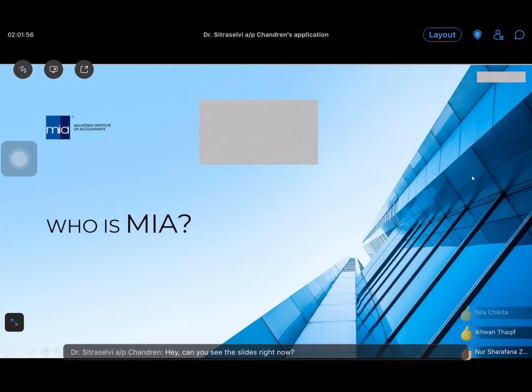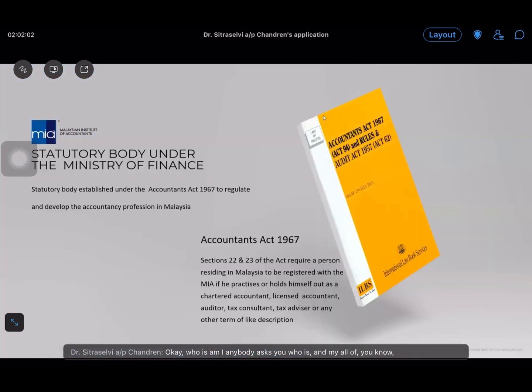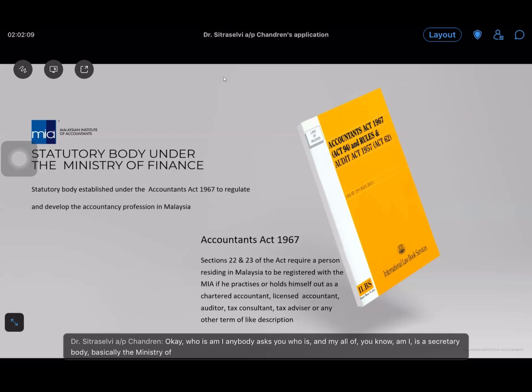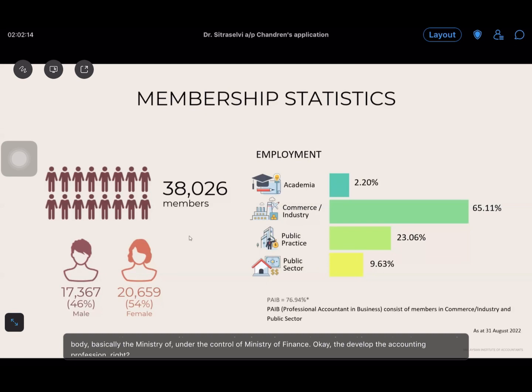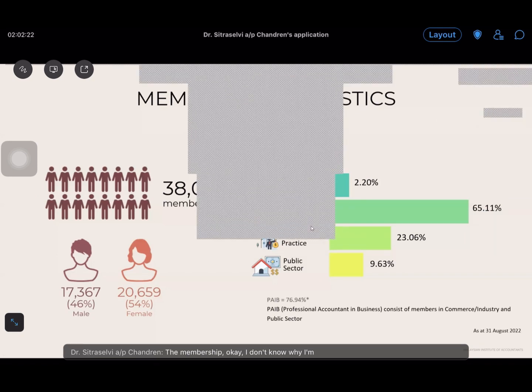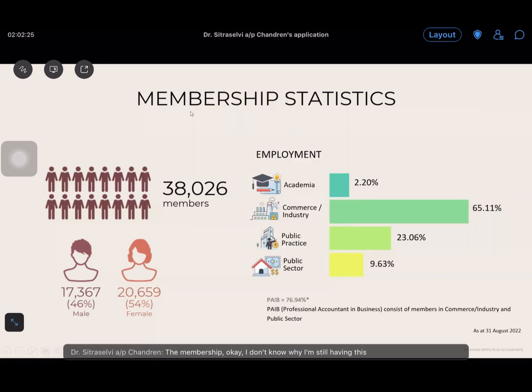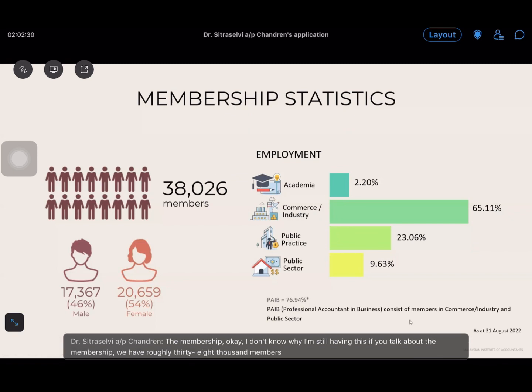Okay, who is MIA? If anybody asks you who is MIA, all of you know MIA is a statutory body. They are under the control of the Ministry of Finance. They develop the accounting profession, right? This is MIA. If you talk about the membership, we have roughly 38,000 members so far, and the ratio is male 46 and female 54.